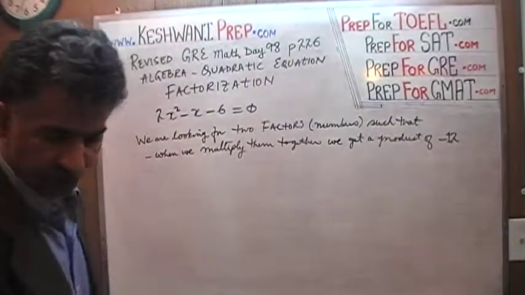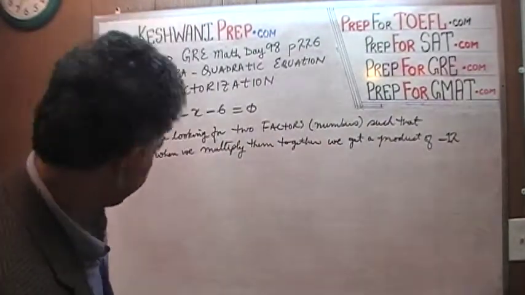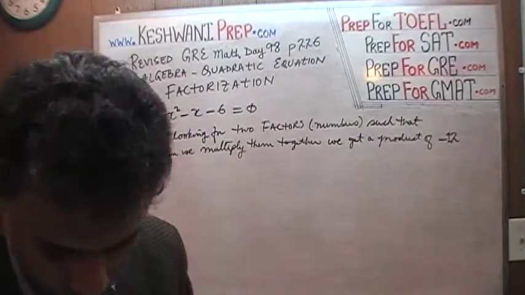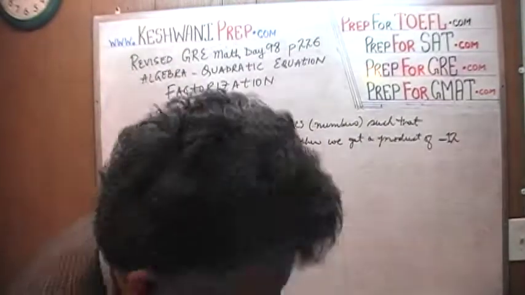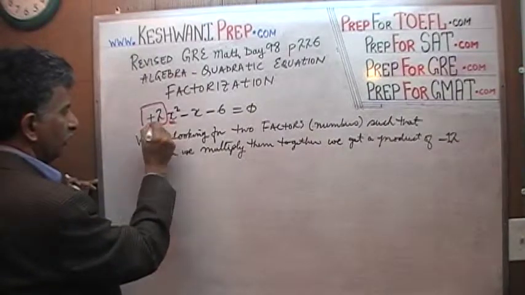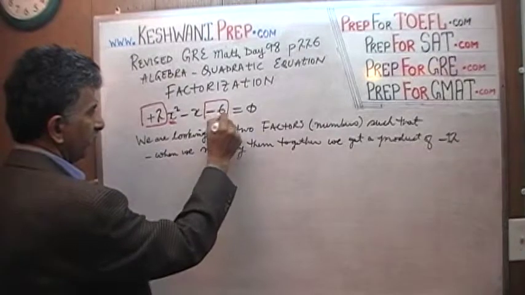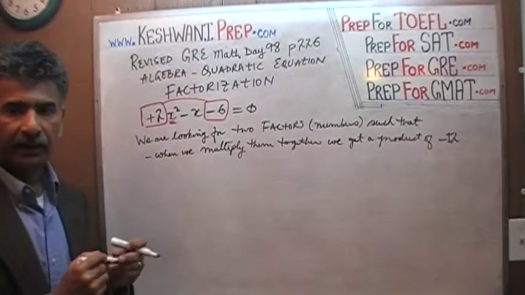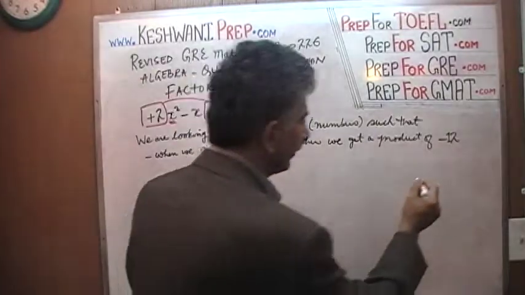Now negative 12 comes from here, you see. This x squared has a coefficient of positive 2, and this is a negative 6. If you multiply them together, a positive 2 and a negative 6 gives us a negative 12. That's where we get this part right here.